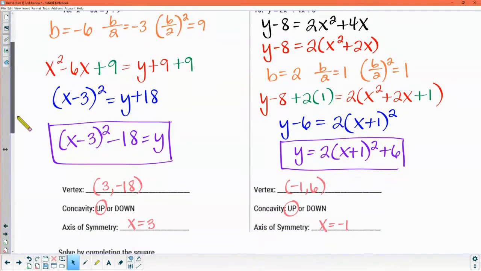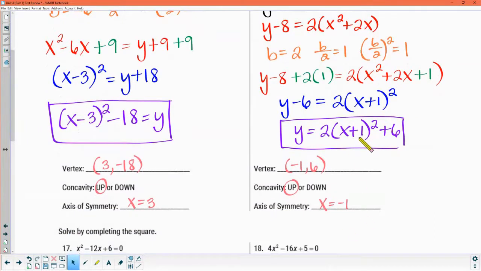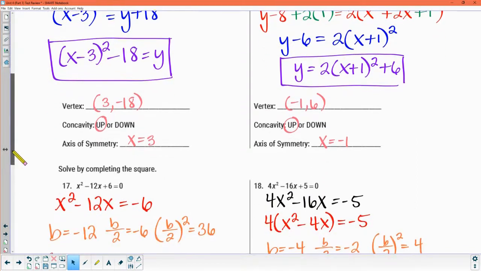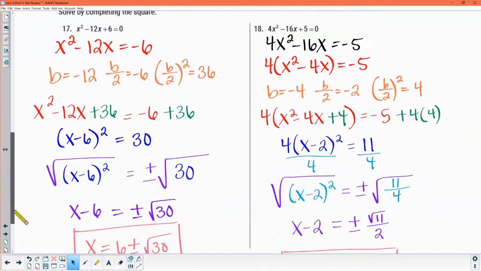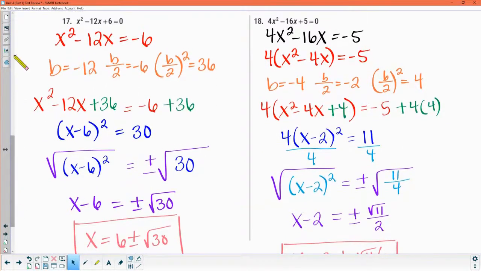Vertex for this problem is going to be hk, so -1, positive 6. A is equal to positive 2, so it's going to be concave up. Axis of symmetry is x equals h, so x equals -1. Solving is very, very similar. The only difference is we are going to be using square roots to solve. So let's go ahead and look at 17.